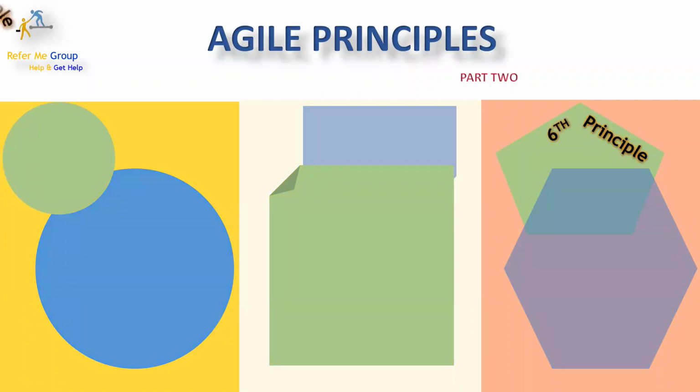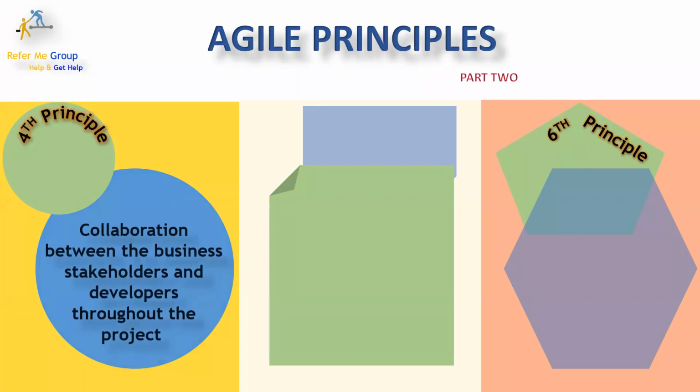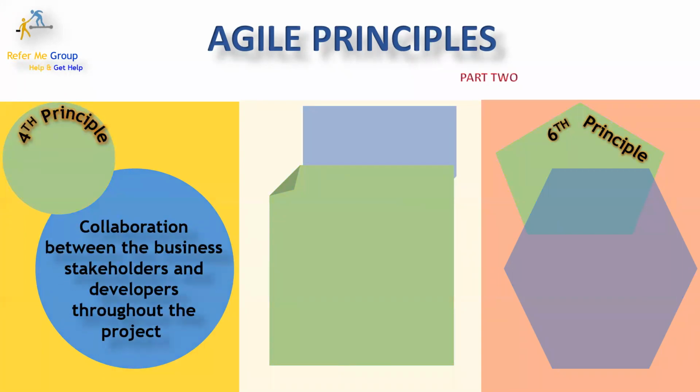Then let's move on to the 4th principle, which says collaboration between business stakeholders and developers throughout the project. Your business people always interact. In an upcoming slide, we will study Scrum, the most renowned framework in Agile, although there are other frameworks as well. In Scrum, there are some events or ceremonies: sprint planning, daily Scrum, sprint review, and retrospective.